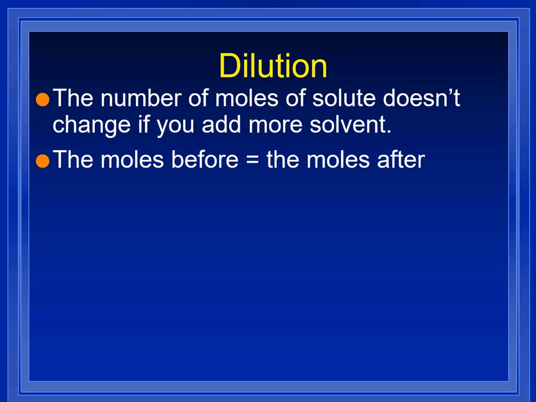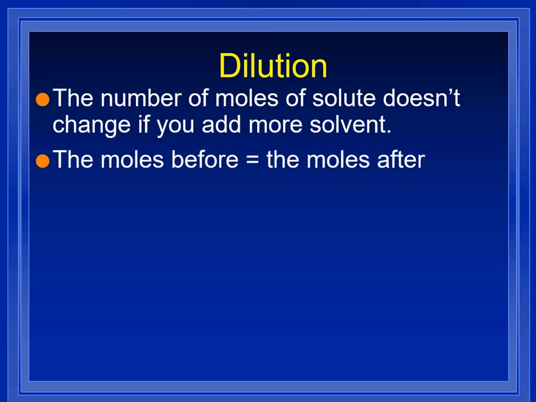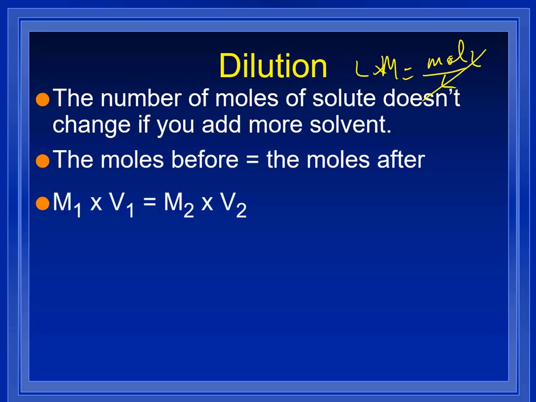And how can I figure out moles in a solution? Well, my only definition that has moles in it is molarity, right? And molarity is moles over liters. So if I want moles, I'm going to have to multiply both sides by liters, right? So that means I get to change this equation to M1V1 equals M2V2.